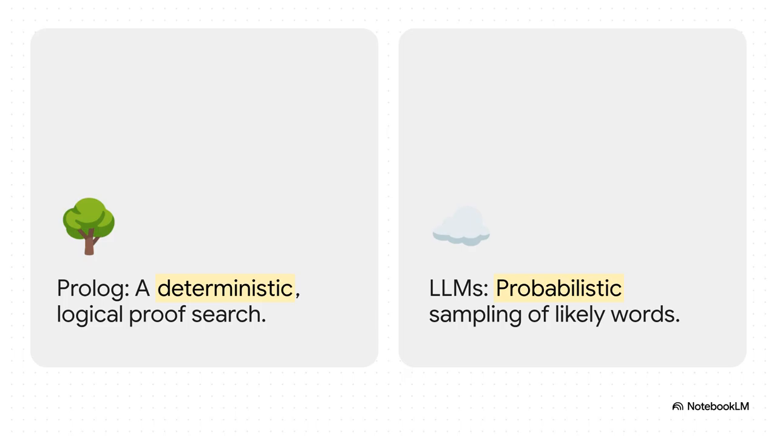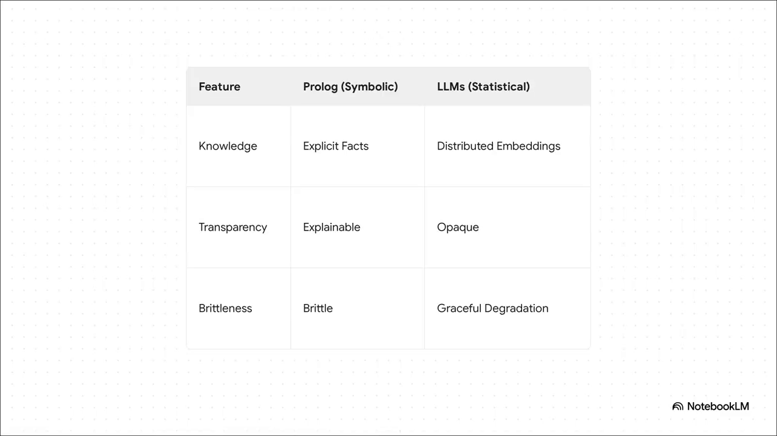So, the core difference in how they work is this. Prolog follows a single, strict, provable path through a tree of logic. An LLM, on the other hand, navigates this vast, cloudy space of probabilities to find the most likely path forward. And this table lays out the trade-offs perfectly. With Prolog, knowledge is stored as explicit facts, which gives you total transparency. You can trace its logic step by step. But it's brittle. With LLMs, knowledge is stored in distributed embeddings, basically super complex math. This gives them amazing flexibility to handle messy data, but it also makes their reasoning a complete black box. They also give you the right answer, but it's nearly impossible to know exactly why.